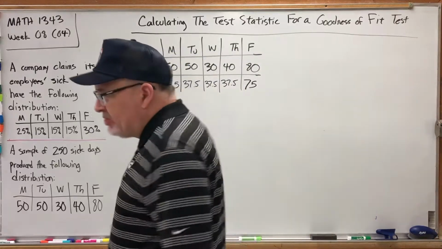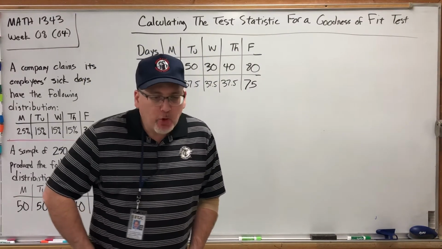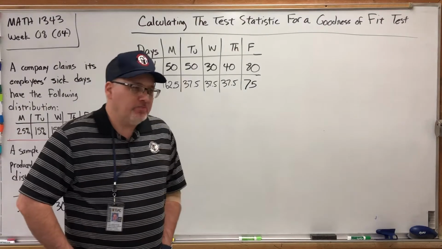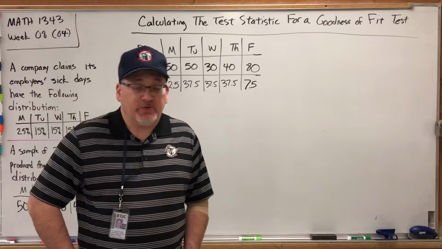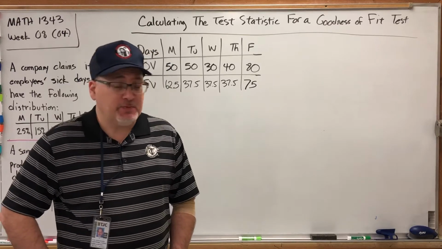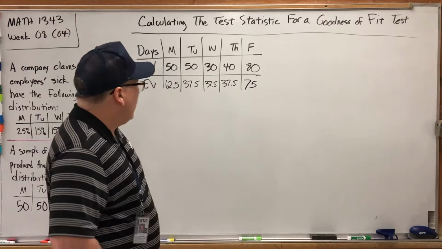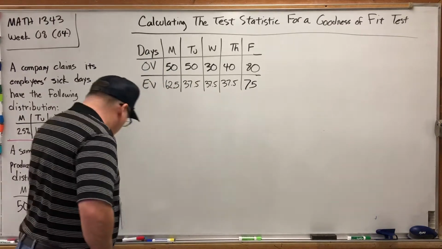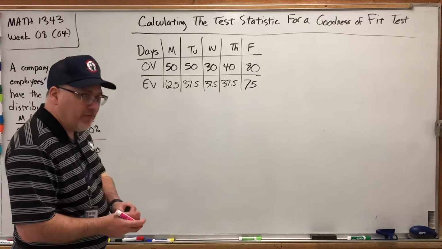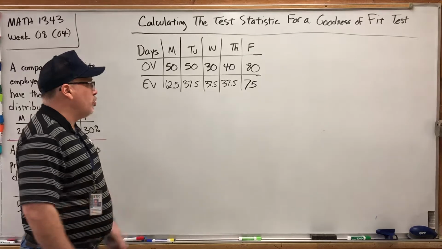So far in this series of videos, we've learned how to use the chi-square distribution table. We've learned what a goodness of fit test is in terms of stating its hypotheses to test multiple proportions simultaneously. And we've also learned how to calculate the expected value of the categorical variable for a goodness of fit test.